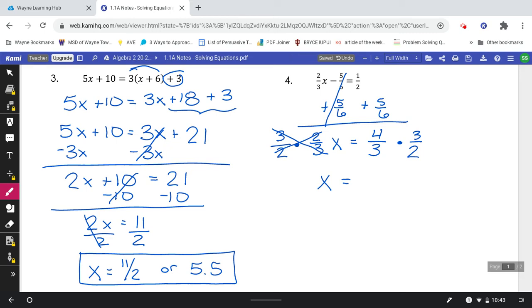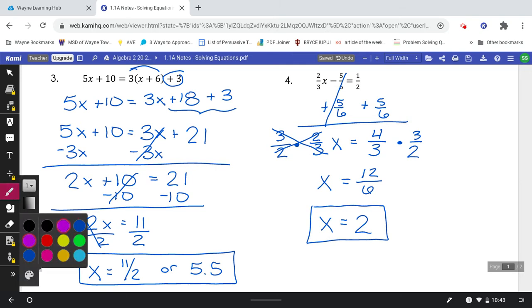So if you notice over here on the right-hand side, there's a couple different ways you could do this. You could just multiply the numerators. 4 times 3 across the top is 12. And then across the bottom, 3 times 2 is 6. And you could divide that out to get 2.